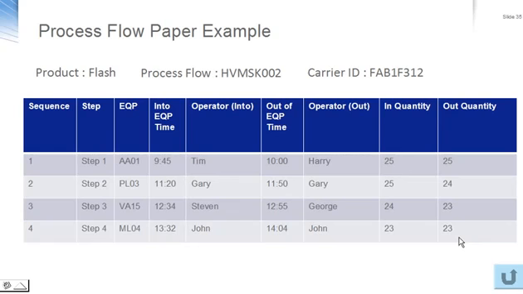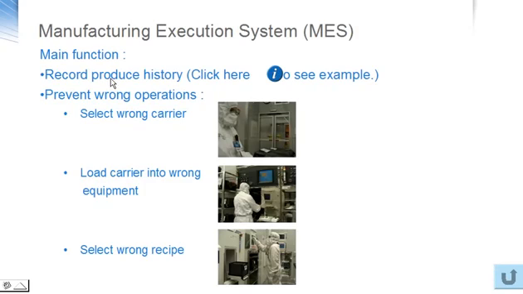Okay, this is the MES main function, record production history. And the second main function is to prevent wrong operations. First, select the wrong recipe. Second, load a carrier into the wrong equipment. And third, select the wrong recipe.